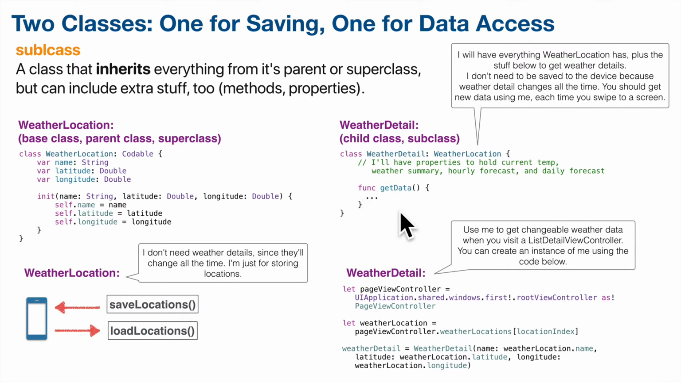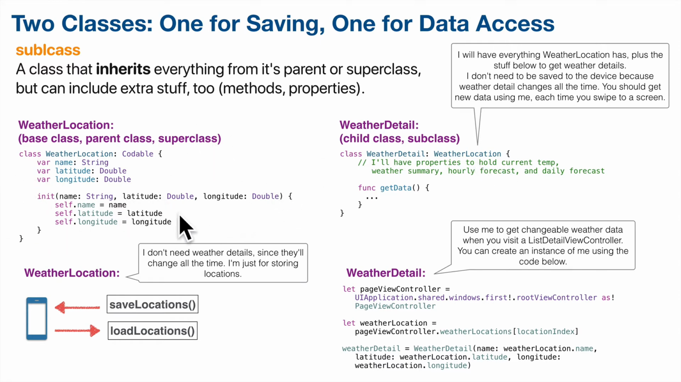Now, we also have a few options when creating an instance of a subclass from an instance of a superclass, but for now, we'll just use this one. We'll take the same initializer that's part of the superclass, but we'll call it using the subclass's class name, the type, and we'll pass in the parameters that the initializer needs. And we can do that because WeatherDetail is a subclass of weather location. It inherits all the weather location stuff, including this initializer over here.